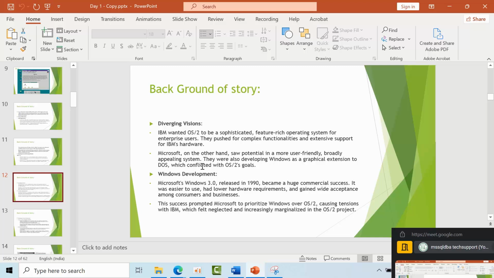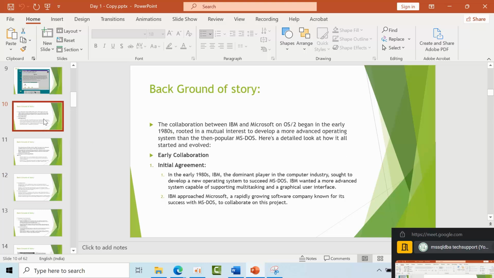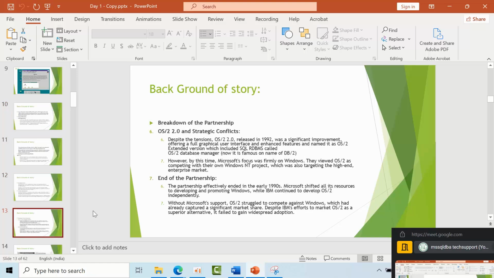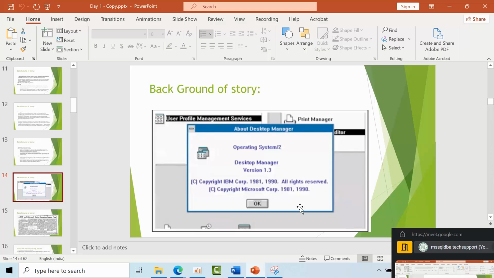Due to this, Microsoft got irritated and didn't like the way IBM was going forward. Microsoft felt that they had been cheated, and it finally went to a case. If you see the copyrights here, both companies have rights on the OS/2 operating system.